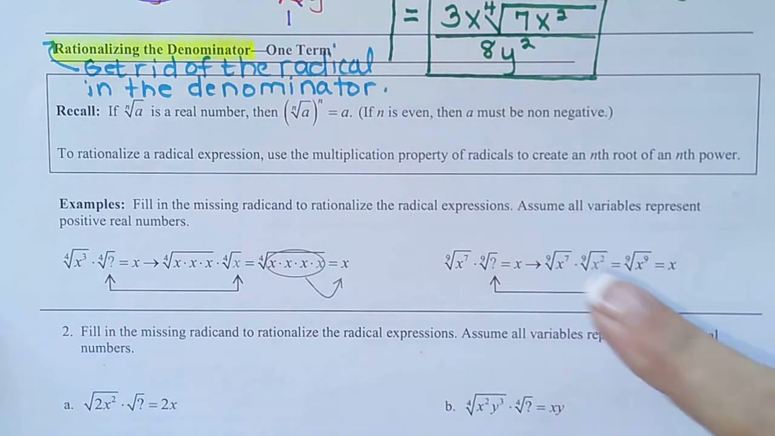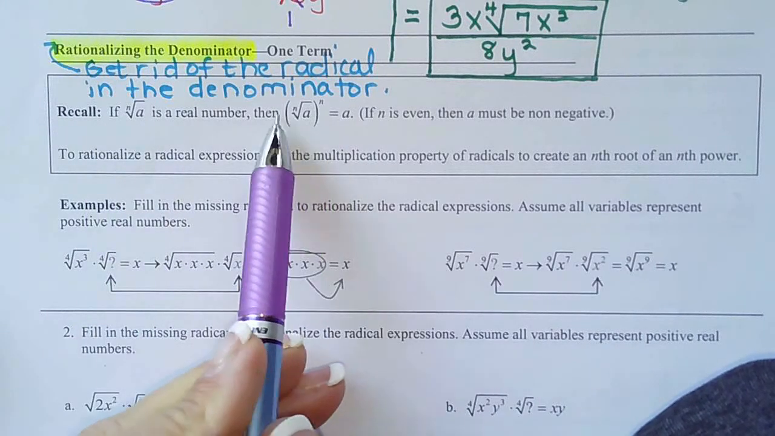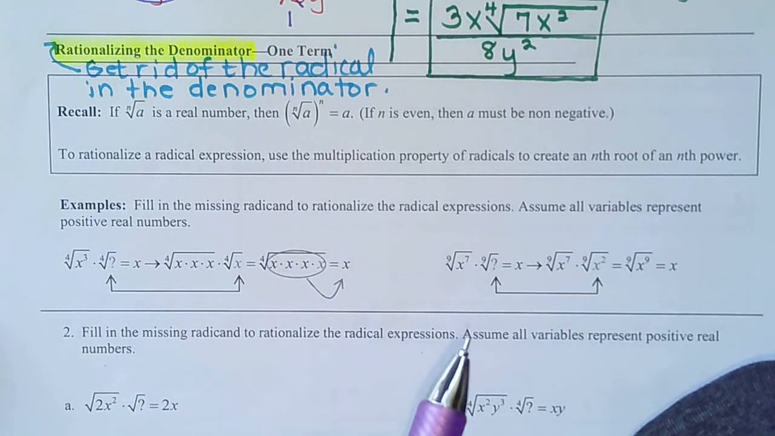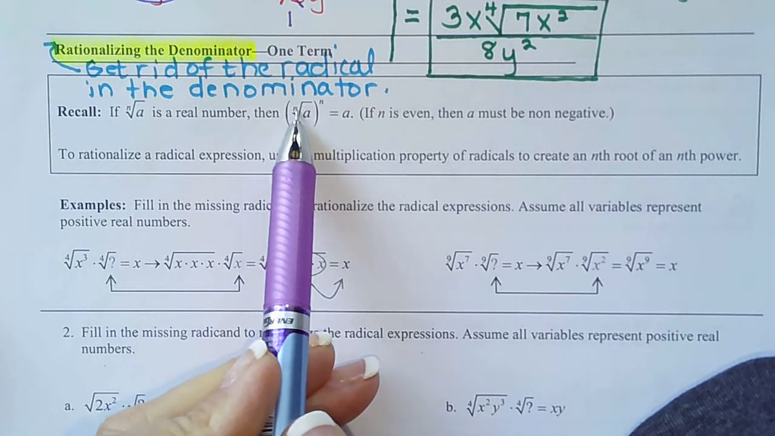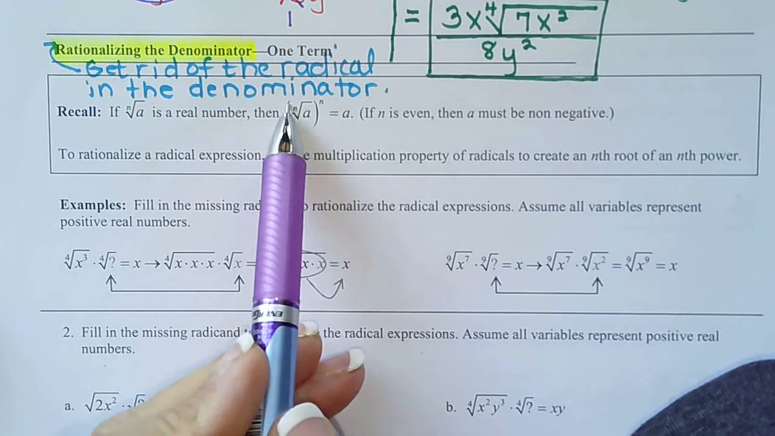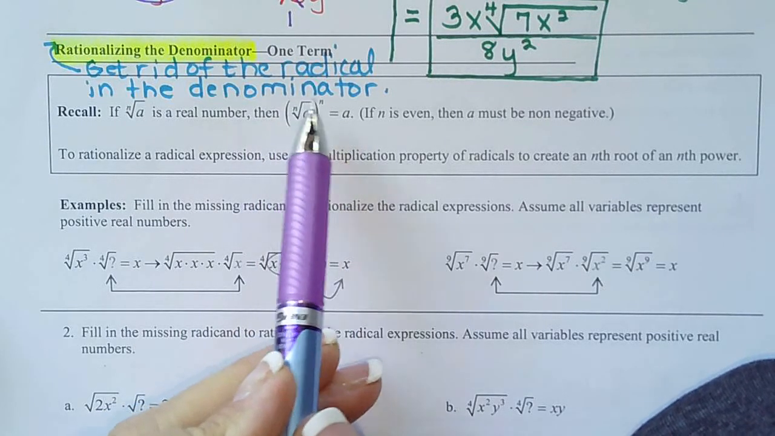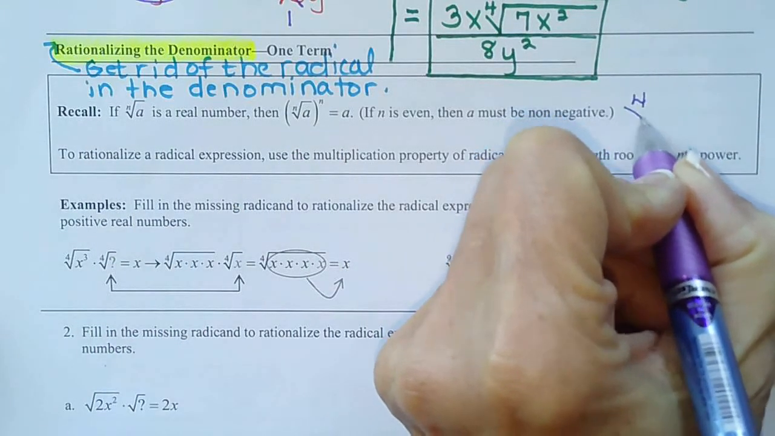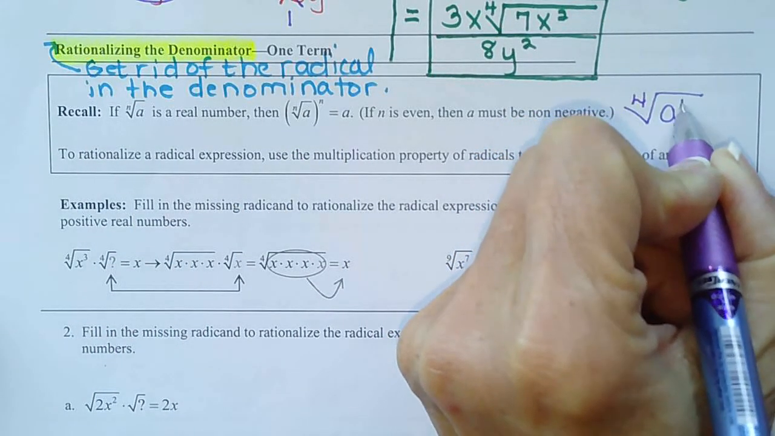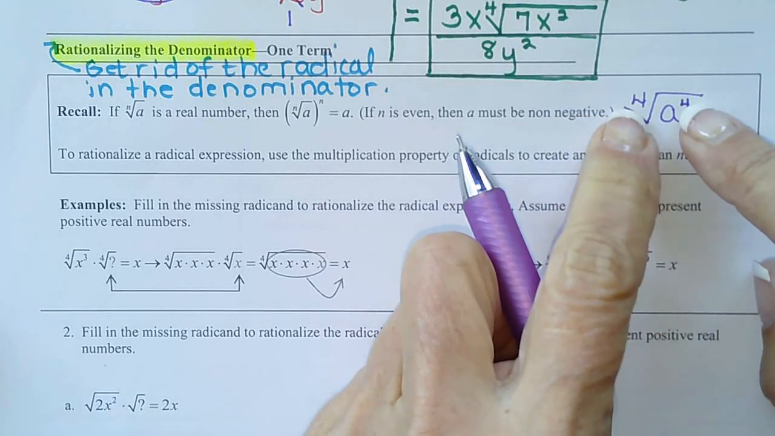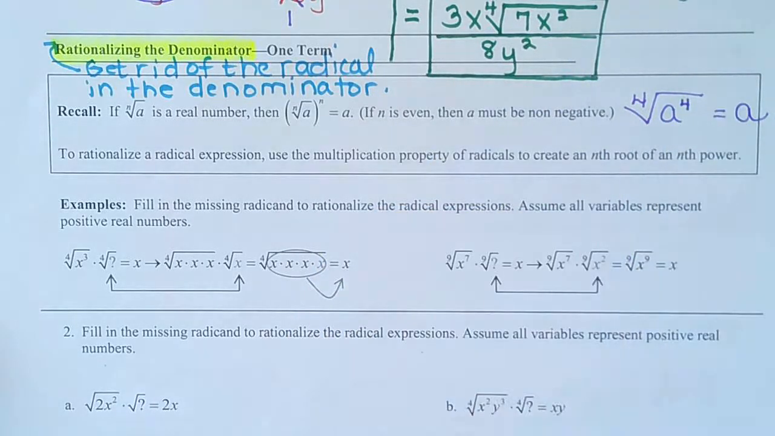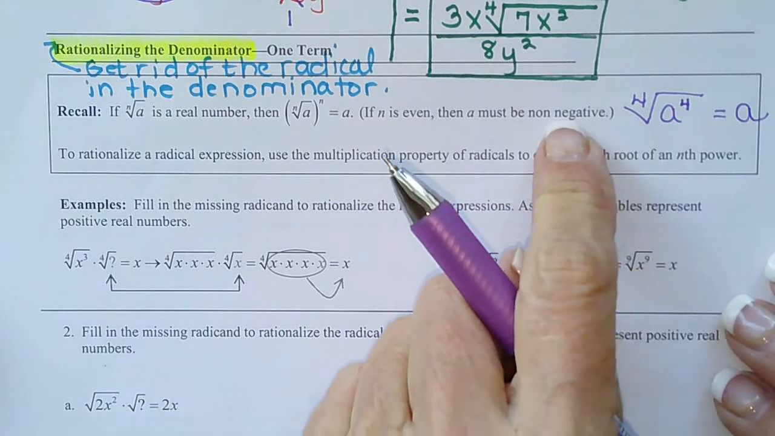So this first little tidbit says, remember if you have like the square root of a squared, the 2's undo each other, or the third root of a cubed, the radical is undone by the power. So that's like saying this, fourth root of a to the fourth. These are opposites. They undo each other, so the answer is just a, or absolute value of a if they didn't tell us that they were non-negative.